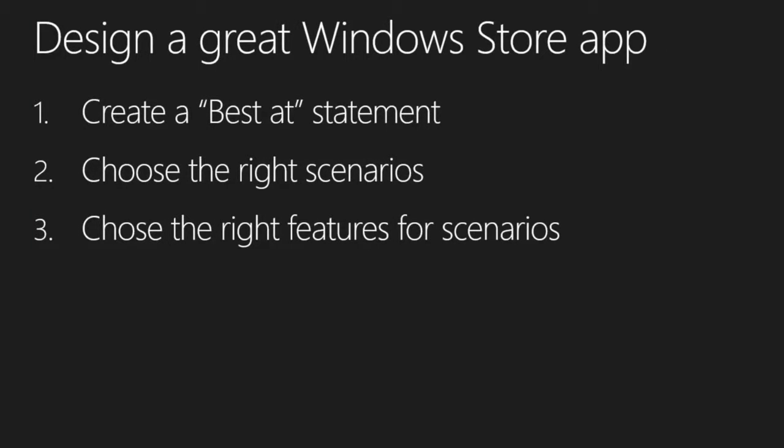In addition to the best at statement, there are two other components that really combine together to create a great sketching scenario. One is the scenarios themselves. These scenarios are components that support your best at statement as far as what your application is going to achieve. In addition to those scenarios, you're also going to want to identify features. Those are specific tasks that are performed within the application that achieve your scenarios that complete the best at statement.